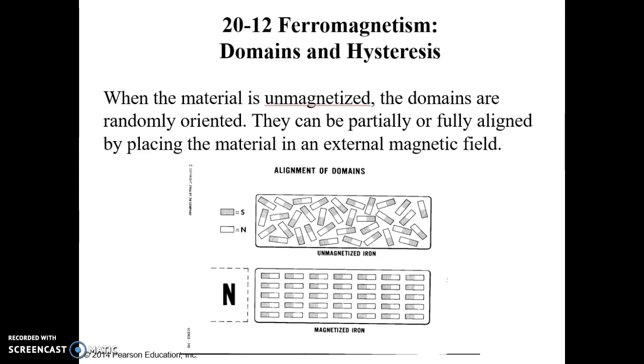When these domains or atoms are randomly organized, no magnetic field is produced. But if you were to magnetize this piece of metal by bringing an external magnet close by, the domains or atoms will line up. If the atoms are lined up, the electrons start flowing in the same direction. Now remember the first definition, magnetic fields are produced by moving charges. So the aligned domains or atoms work together to produce a magnetic bar.